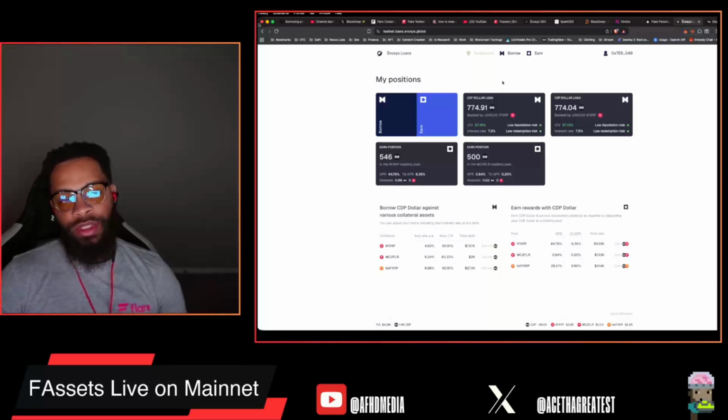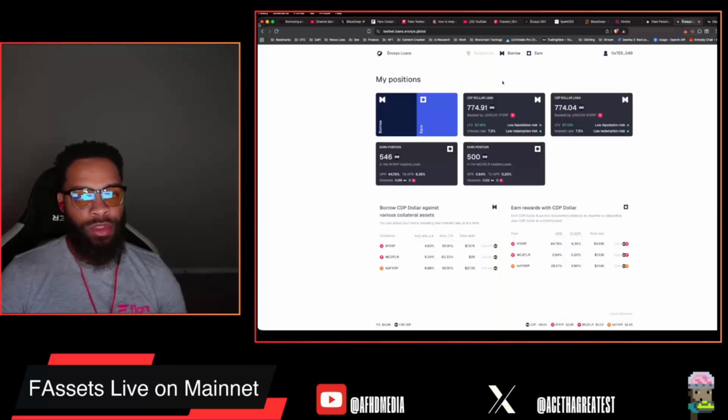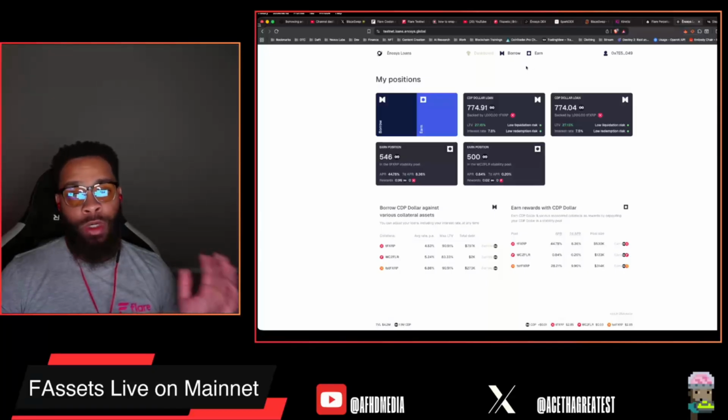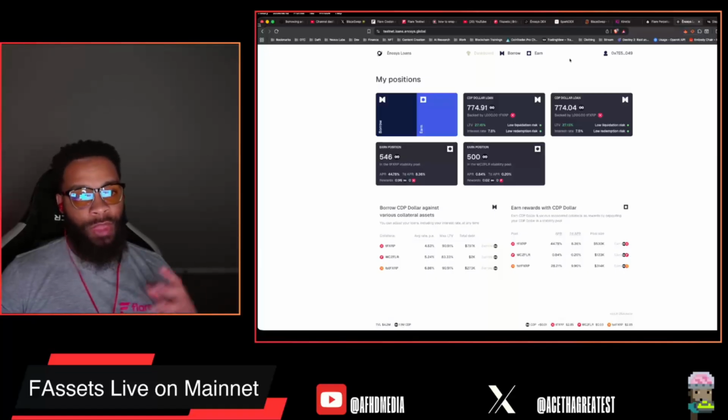And then you can use that stablecoin to earn in a multitude of ways, whether it's in the stability pool, on Enosis loans, or elsewhere in the ecosystem. I'm pretty sure the CDP dollar will be an asset widely accepted in the ecosystem. I'd be surprised if it wasn't. So this is upcoming. This is currently in public testing on Enosis loans over on Coston2.